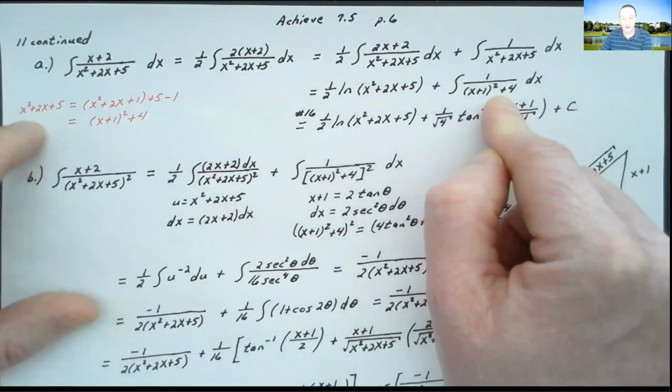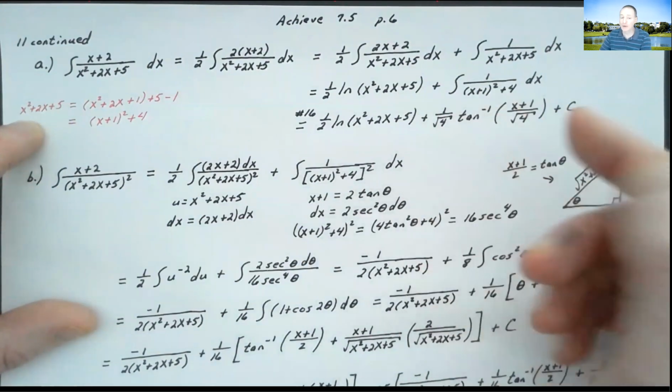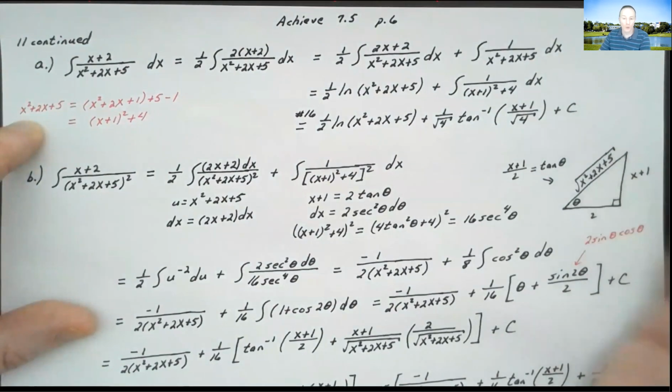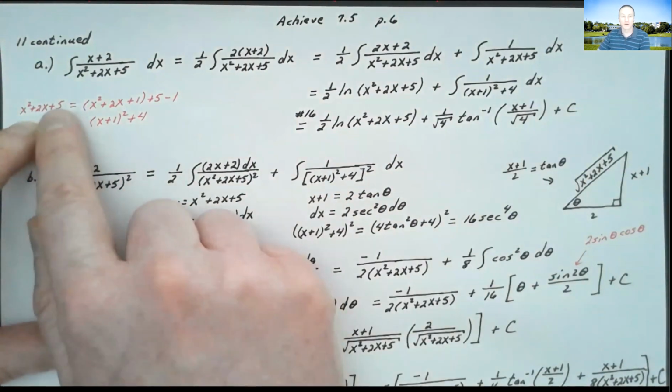Here's how I got the better format. Again, I would like to work towards where I can get it in the format of that inverse tangent function, where I have 1 over a variable squared plus a constant squared is going to be 1 over the square root of that constant, inverse tangent of the variable over the square root of that constant. Here's how I do that.